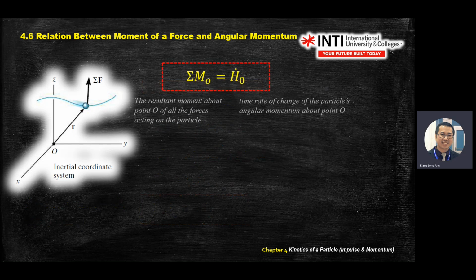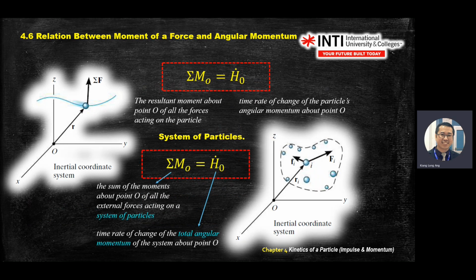This equation is called the relationship between moment of force and angular momentum. Okay, important. This is an important formula for today. You sum all the moments, it will equal the angular momentum change. This is another way you link moment and angular momentum. This is moment, this is angular momentum. So this is a very important formula for chapter 4.